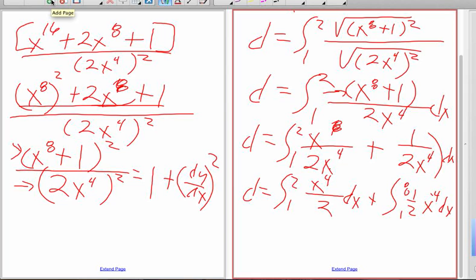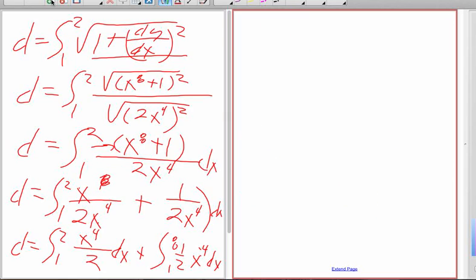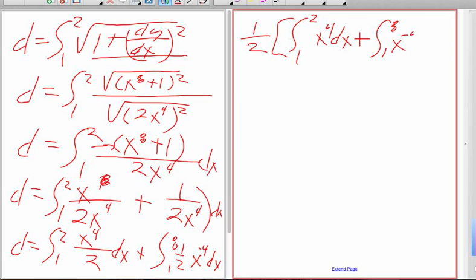Okay, so now we can do these things. And like always, I'm going to pull my constants out. So I'm going to have a 1/2, and I've got a 1/2 in both of them. So we'll have 1/2 times the integral from 1 to 2 of x to the fourth dx. Well, that's a simple little power rule. Plus the integral from 1 to 8 of x to the negative fourth dx. This is also a simple little power rule.